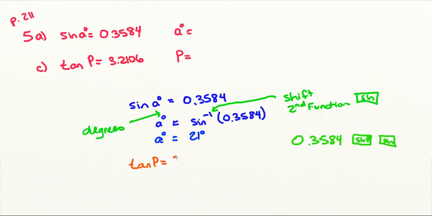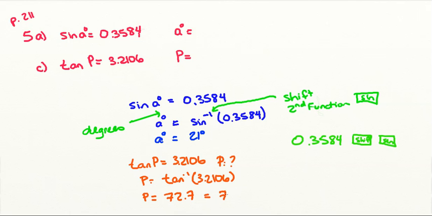Okay, let's try C. So for this one, use your calculator. So second function tan, 3.2106. I get 72.7. Remember, if you have to enter the number first, shift, then possibly tan, depending on your calculator. We need to round this to a degree, so it is 73 degrees.